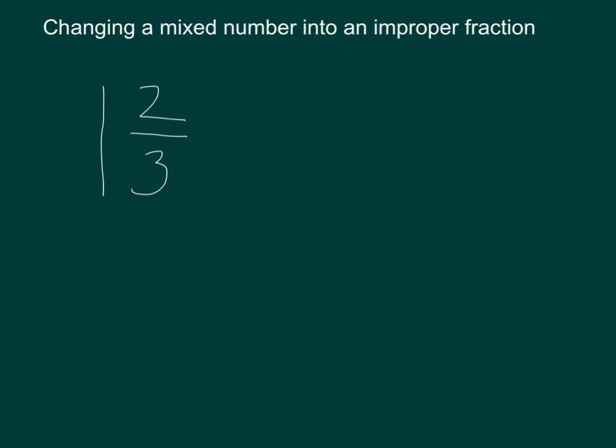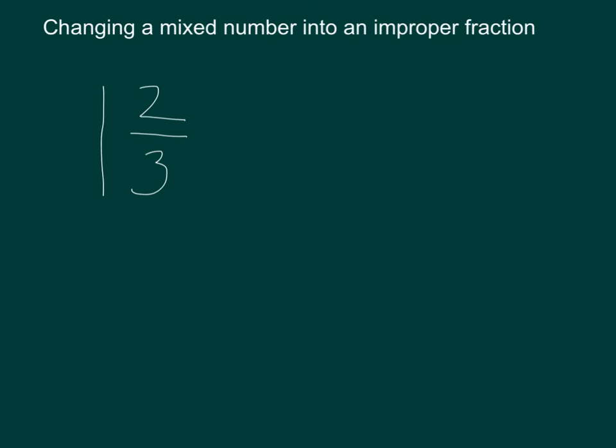There is a rare occasion where you would have to turn a mixed number into an improper fraction. Sometimes when you're subtracting mixed numbers, it makes it easier for you to turn it into an improper fraction. So this is how to do it.